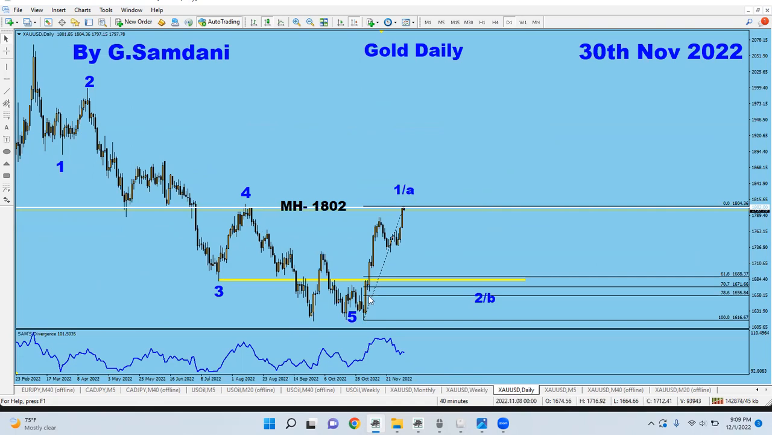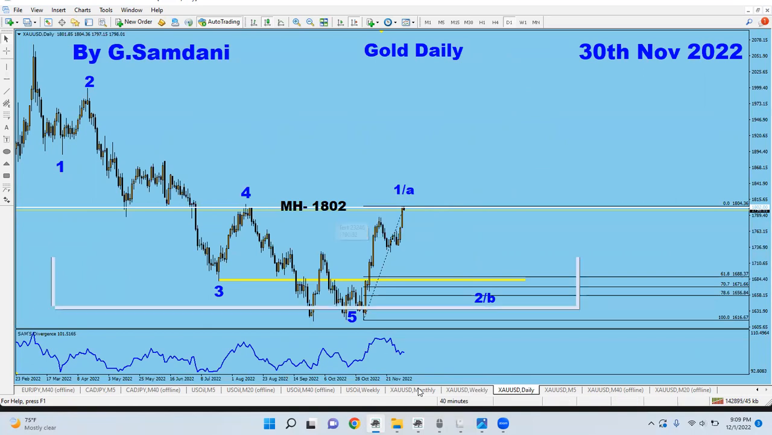So after that, what happened? I think this is probably wave 1, if it is going to be an impulse wave, or if it is a correction, then A, followed by B, and then C. If it is an impulse, then it's going to be 1, then A, B, C, 2, then 1, 2, 3, 4, 5, and so on. For now, I think that this wave 1 or A, whatever it is, ended here at 1802.